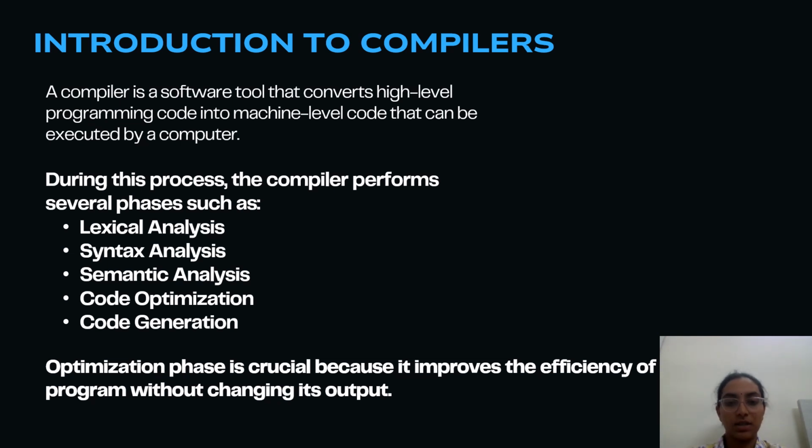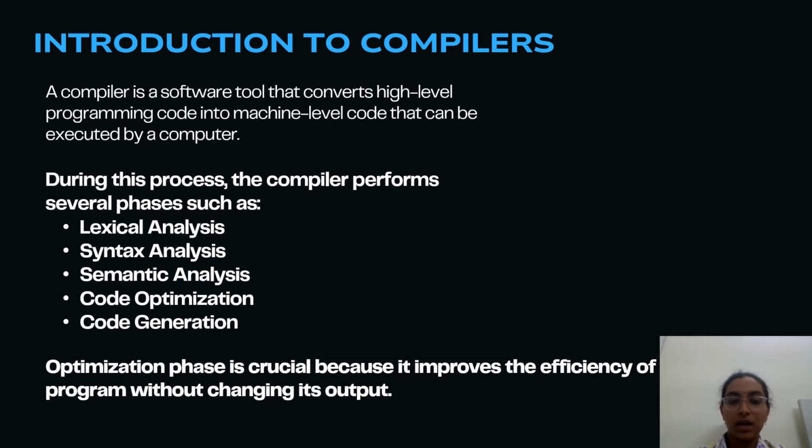Before understanding constant folding, we need to understand what a compiler does. A compiler is a software tool that converts a high-level programming language like C, Java, or Python into machine-level code that a computer can execute. This process happens in multiple stages.